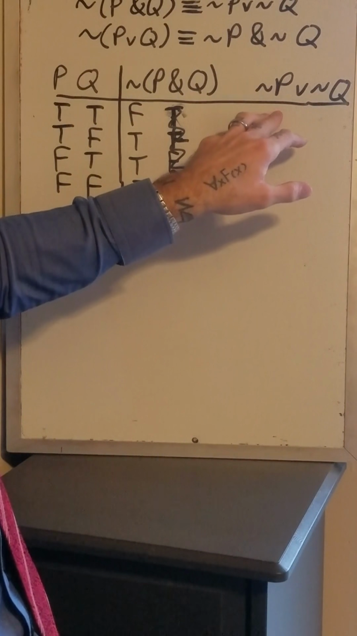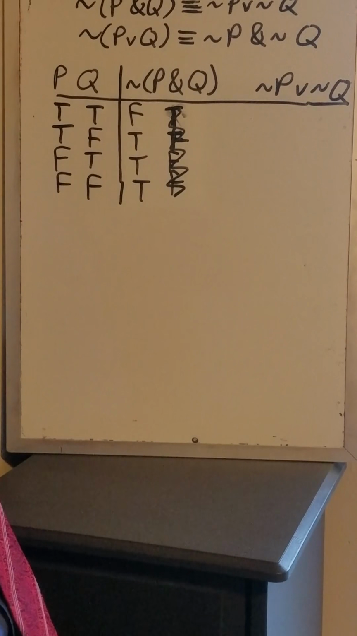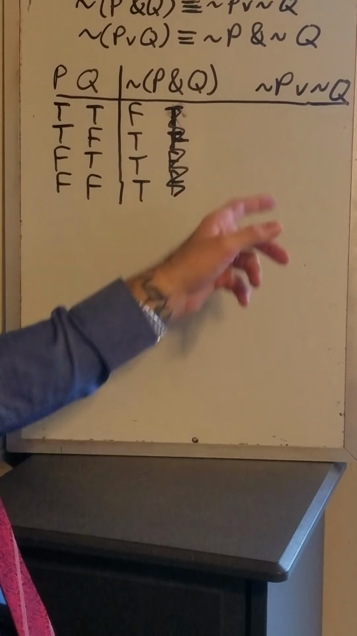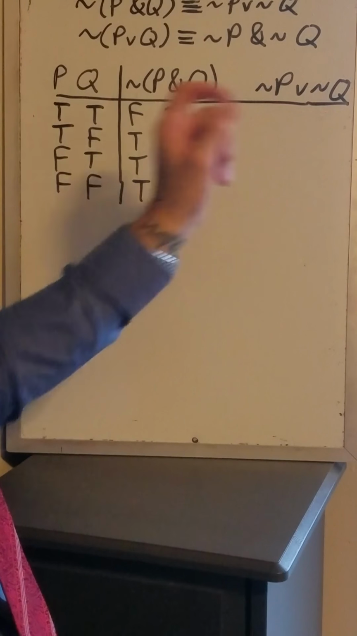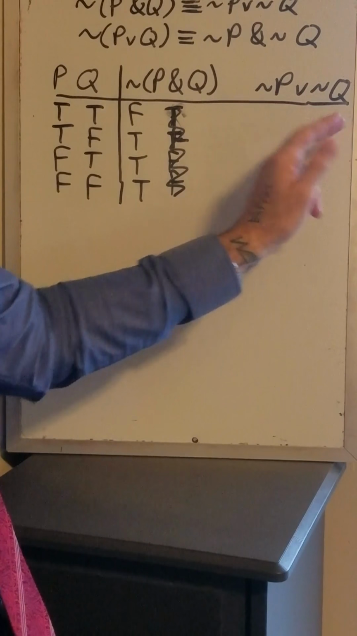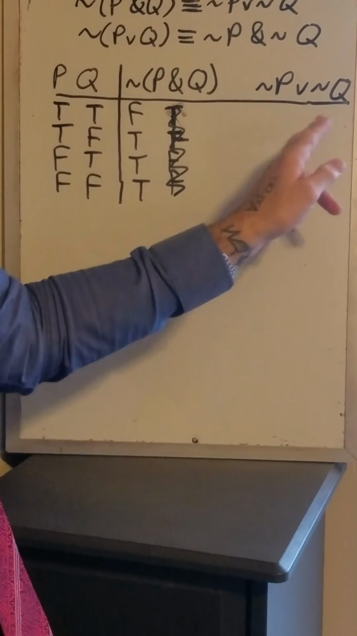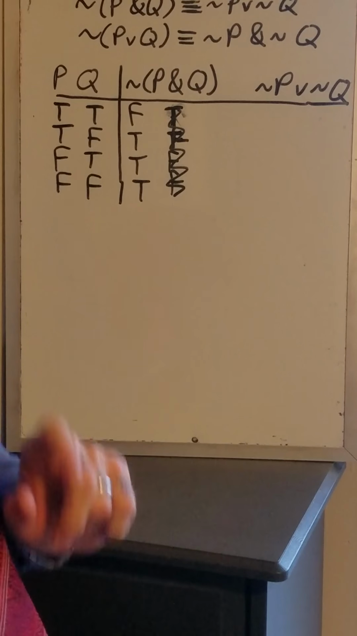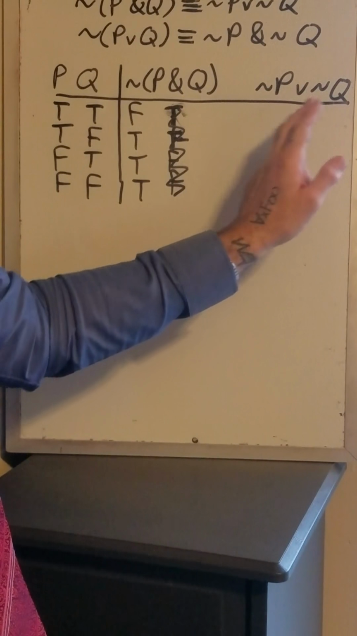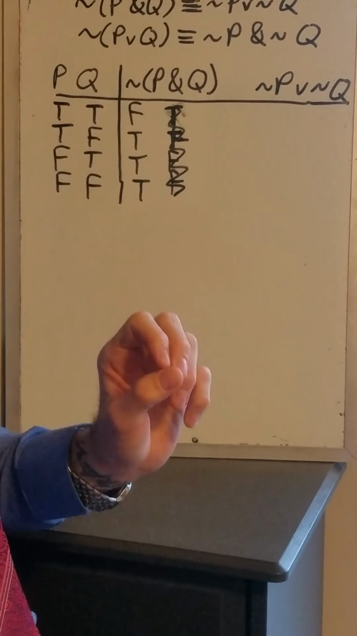So now what about not P or not Q? Remember, any disjunction is true on any line of the truth table where one of the disjuncts is true. It only takes one. So because these are both negated, we're looking for any line where either P or Q is true. This sentence will be true on that line. No, excuse me. We're looking for a line where either P or Q is false.